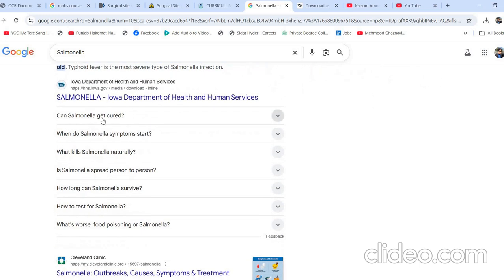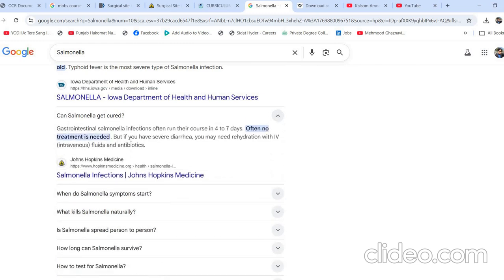What are the Salmonella symptoms? How does Salmonella get cured? Often no treatment is needed. The infection runs for 4 to 7 days. No treatment is needed, but if you have severe diarrhea, you may need rehydration with intravenous fluid and antibiotics.